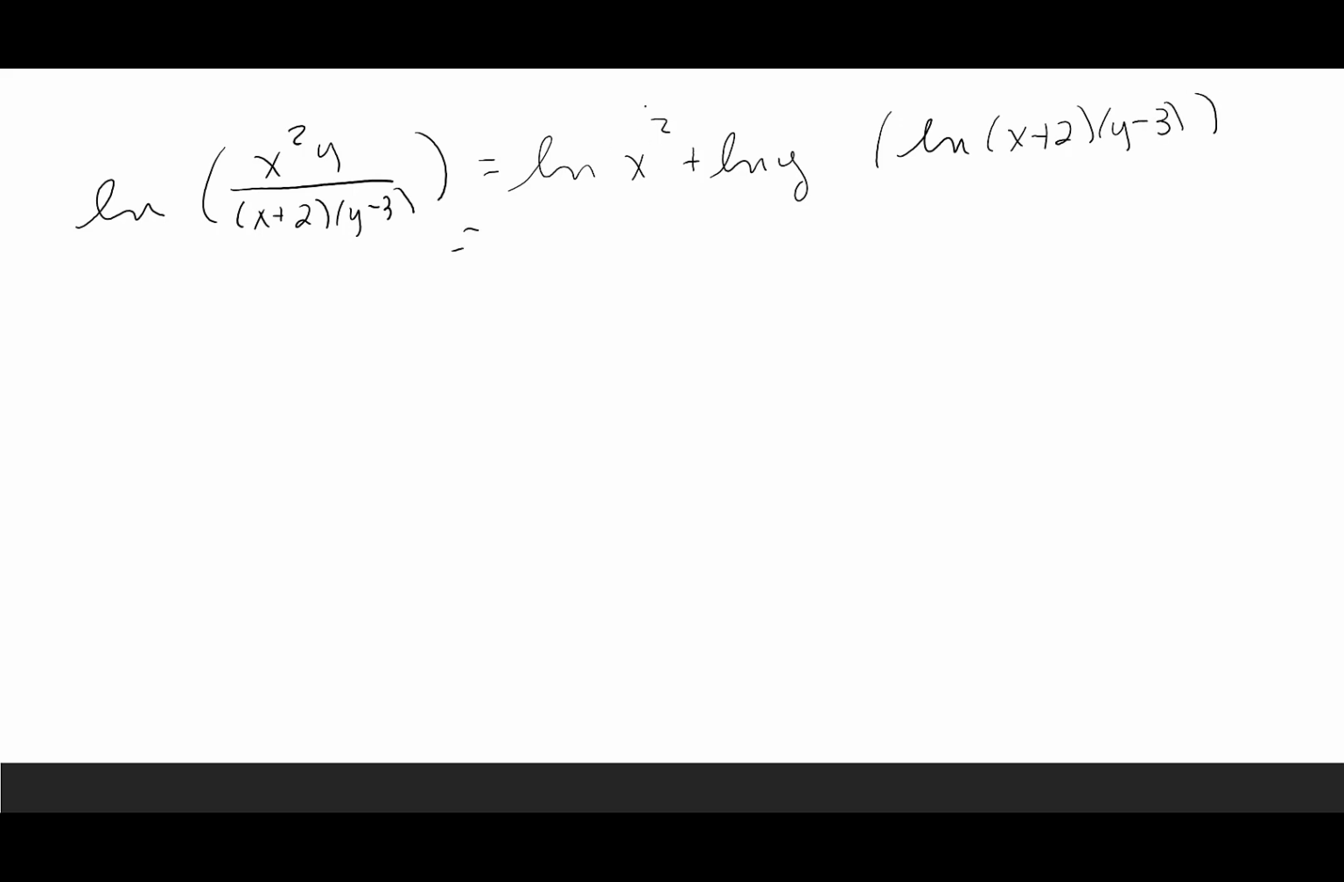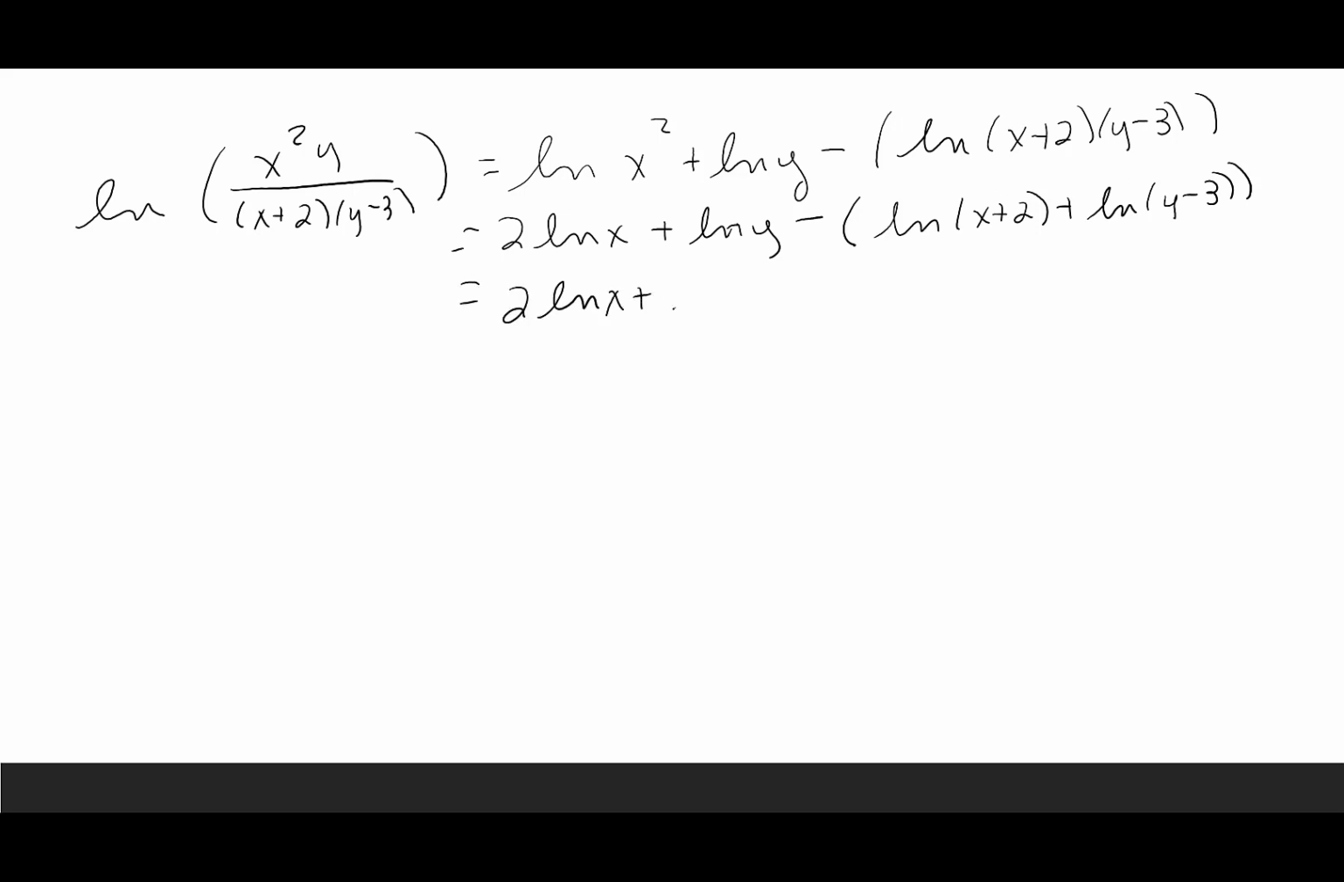As we keep simplifying, I could take this 2 down, so I have 2 natural log of x plus natural log of y. And then I have minus, I can make this the natural log of x plus 2 plus the natural log of y minus 3. And this negative in front needs to distribute to both. So I have 2 natural log of x plus natural log of y minus natural log of x plus 2 minus natural log of y minus 3. What you end up seeing is anything in the top is positive, anything in the bottom is negative, and that is how I would go about it.